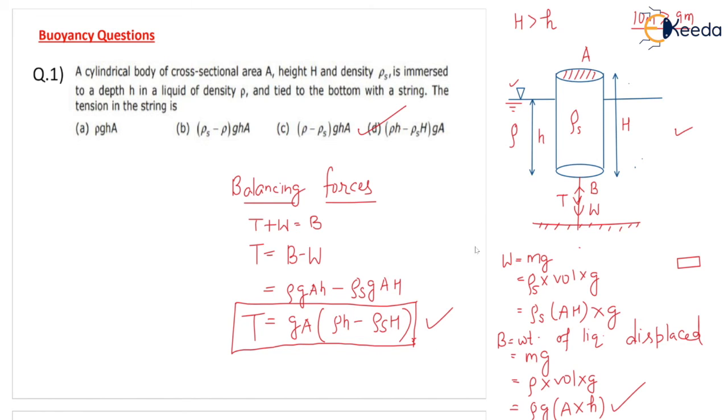So this is the buoyancy concept. What is the buoyancy concept? The weight of the liquid displaced is equal to the buoyancy force, and if there is any unbalanced force, then that will develop the tension. Okay. Thank you.